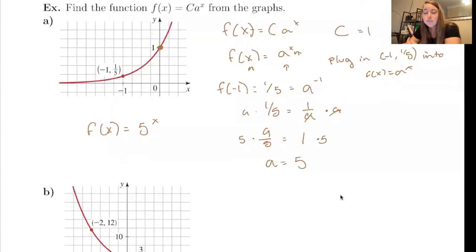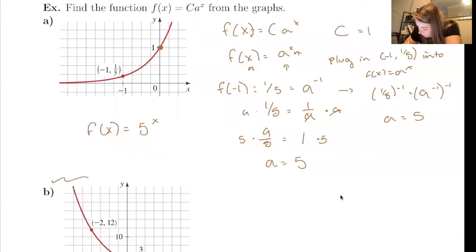How can I check that? Plug in -1, and you'd see that you'd get 5 to the -1, which is 1/5. Okay. You could have also from here done 1/5 to the -1 equals a to the -1, kind of how we solve power equations, to the -1, which would have given you a equals 5 immediately. So that's another way of doing it.